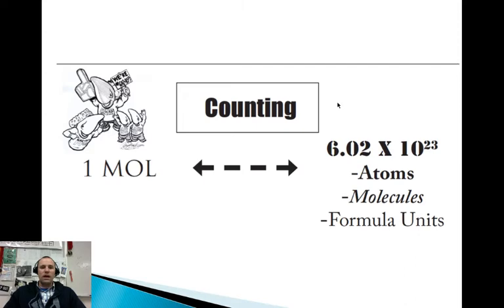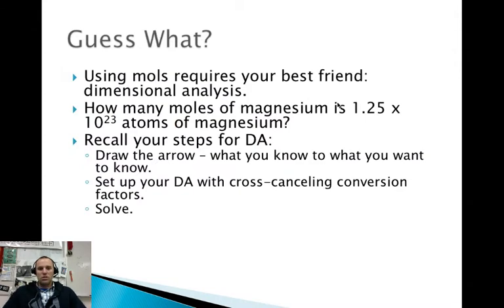If we were talking about magnesium chloride, it is an ionic compound, so 1 mole of magnesium chloride is 6.02 times 10 to the 23rd formula units of magnesium chloride. A formula unit is the unit for an ionic compound. Okay, so let's do some examples, and guess what?